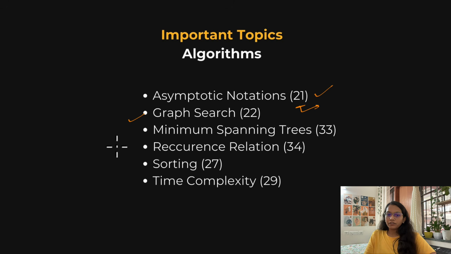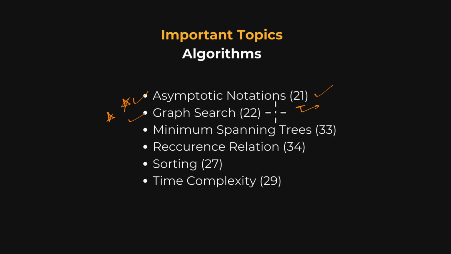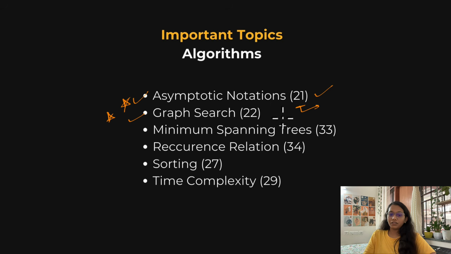The next we have is graph search. Graph search is also important. Asymptotic notation is also important. All these topics that I have listed are important, but I am telling you about some easy topics also. This graph search basically covers BFS, DFS, these things.